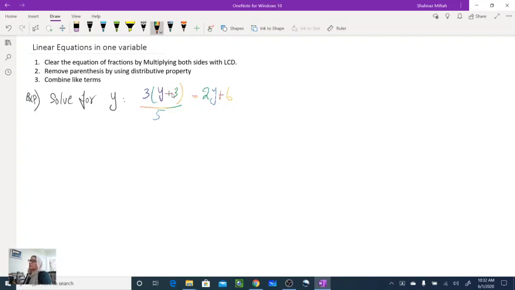Now the first thing, clear the equation of fractions by multiplying both sides with the least common denominator. So what is my least common denominator? You can draw a line and put 1 there, it will help you. My least common denominator is 5, so I'm going to multiply this 5 on both sides.